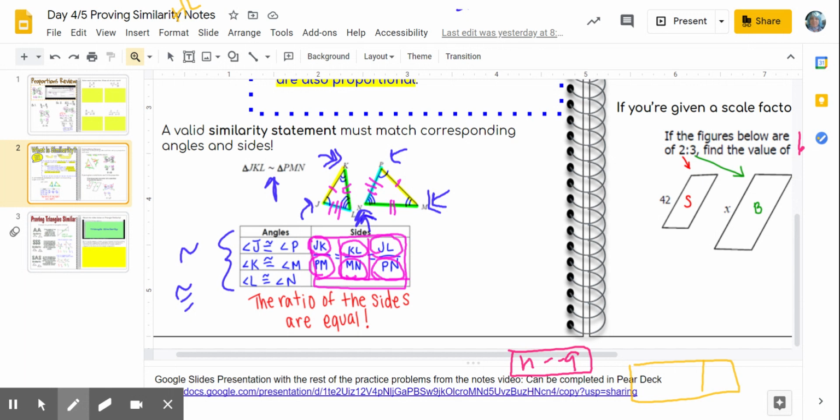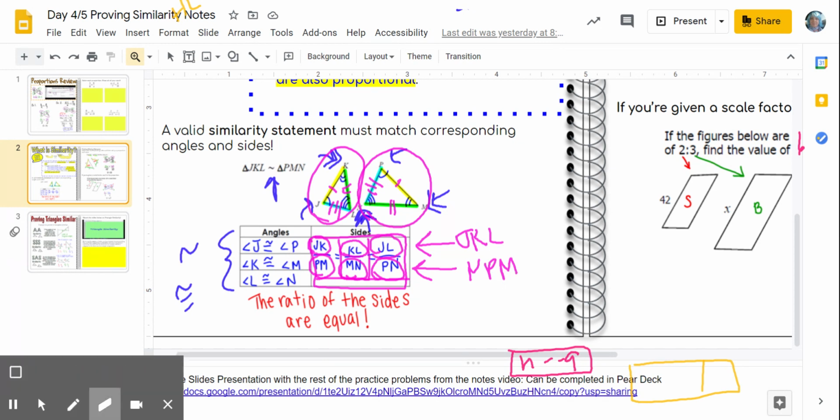So I've stacked them. I've got yellow on top of yellow, green on top of green, and blue on top of blue. All of my JKL sides from this first triangle are all on the numerator. And all of my NPM sides are all on the denominator. So my small triangle's on the top, my big triangle's on the bottom, and I've matched up all the sides. There's a lot of organization that comes into play here, okay?